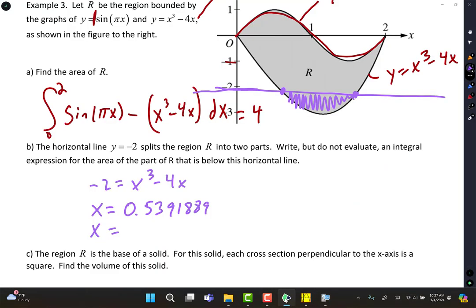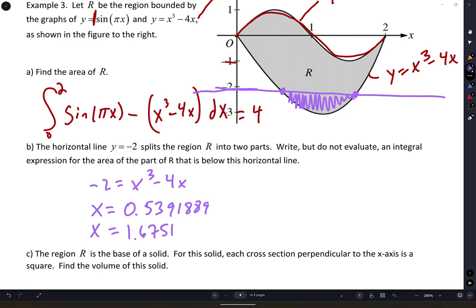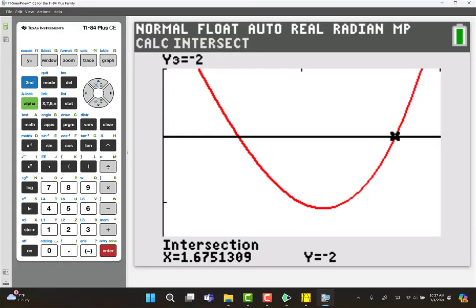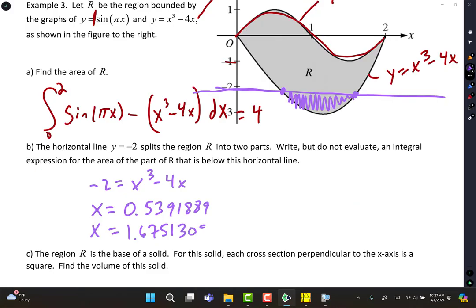1.6751. Let me put more digits. 309 5. Put as many digits as possible. If you want to use A and B, which you can, do this. I stored this into A. I stored this into B. Are we okay so far?